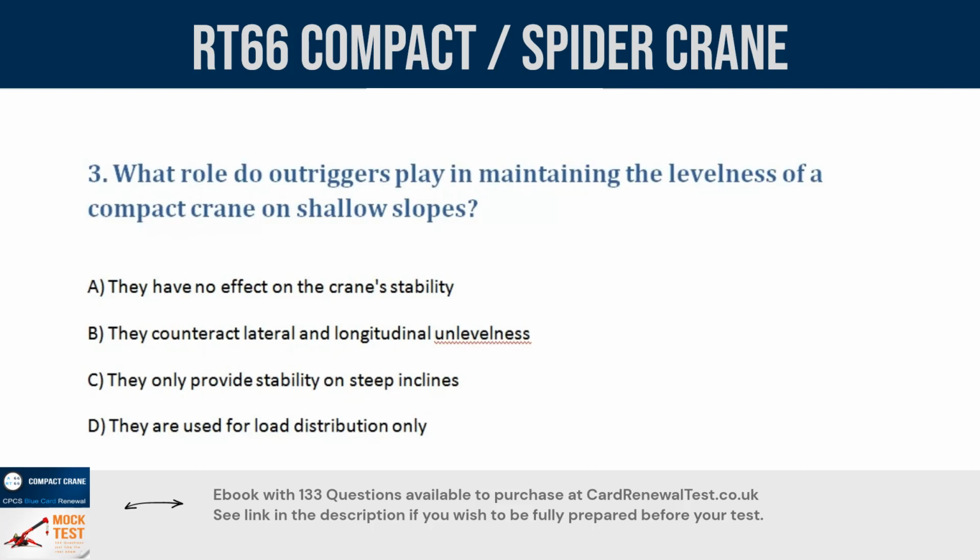3. What role do outriggers play in maintaining the levelness of a compact crane on shallow slopes? A. They have no effect on the crane stability. B. They counteract lateral and longitudinal unlevelness. C. They only provide stability on steep inclines. D. They are used for load distribution only. Correct answer, B. They counteract lateral and longitudinal unlevelness.